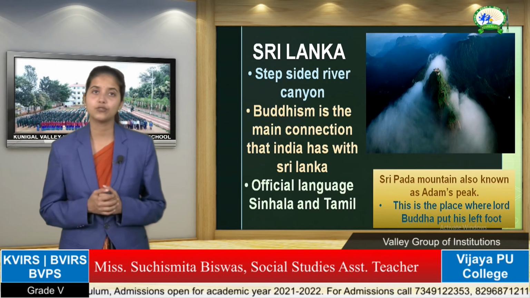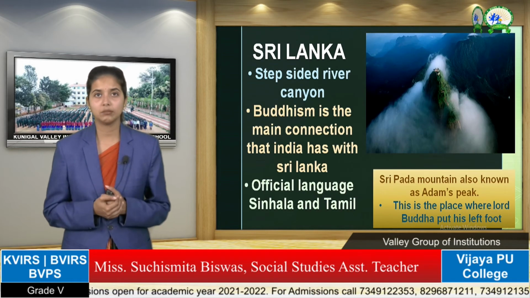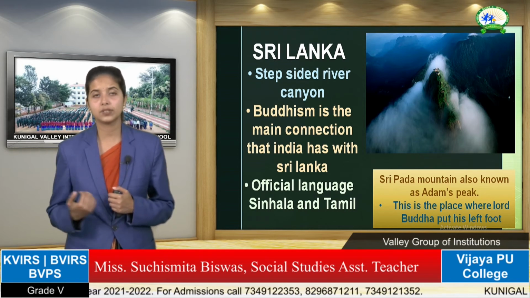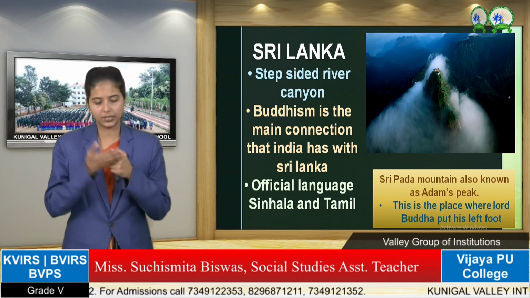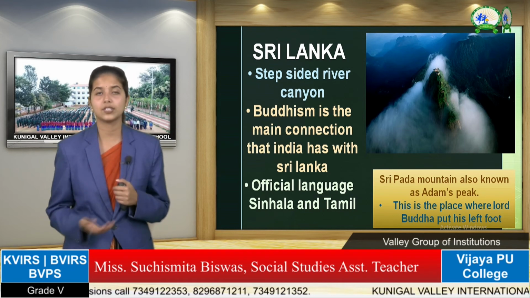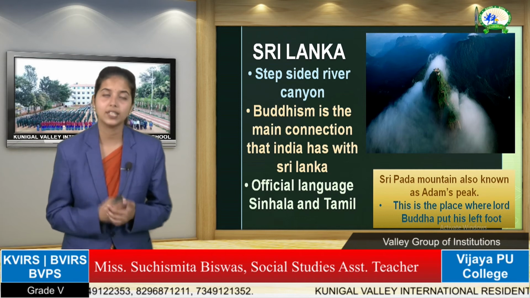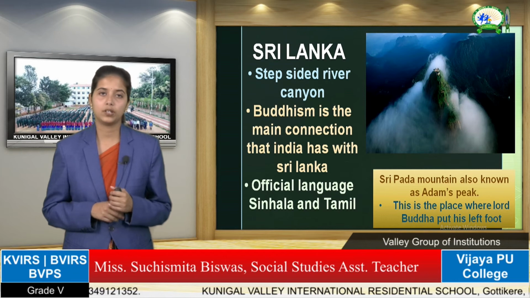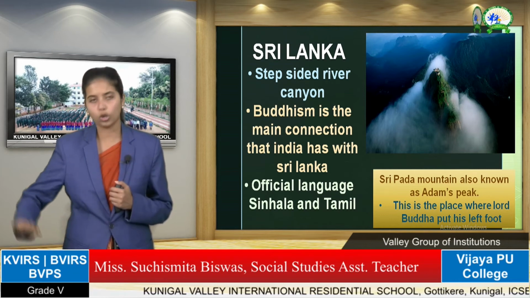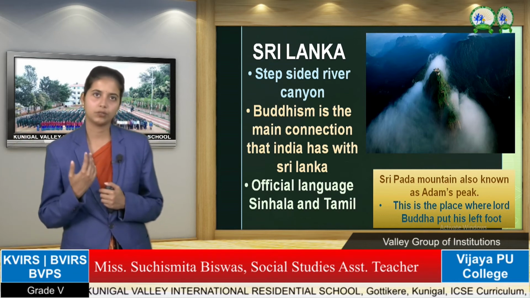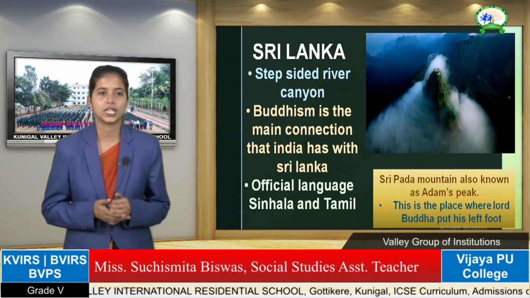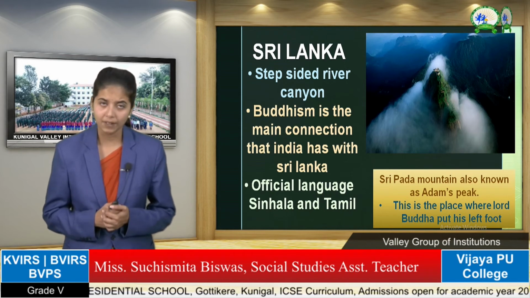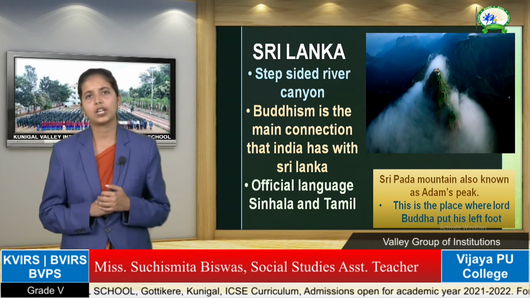The last one is Sri Lanka. Sri Lanka is mostly a flat region, and it has steep-sided river topography. Steep means like a step, like a terrace. So it has step-sided river canyon topography. Canyon means a deep hollow created by the wind or by a river. So Sri Lanka has steep-sided river canyon topography, and most of Sri Lanka is flat.